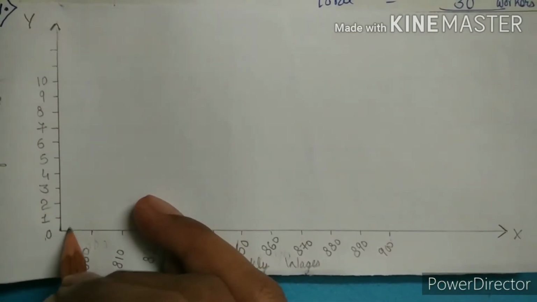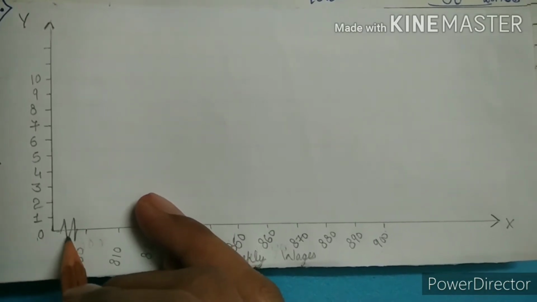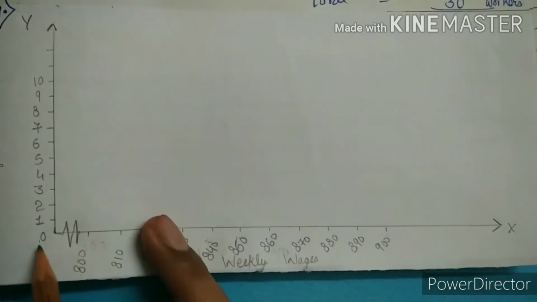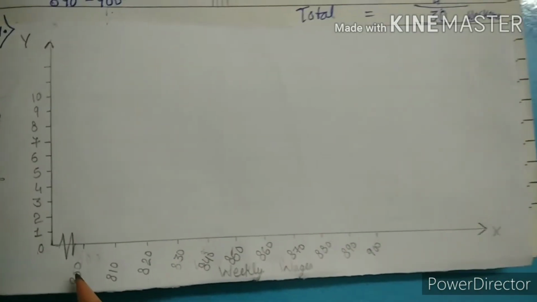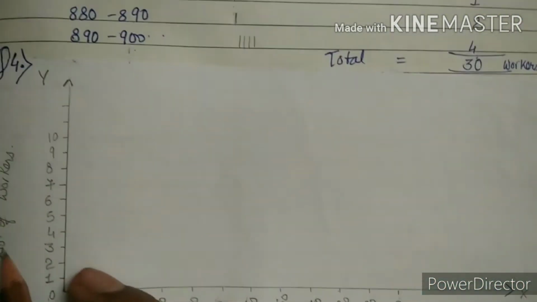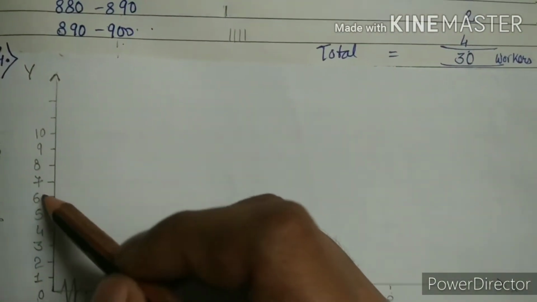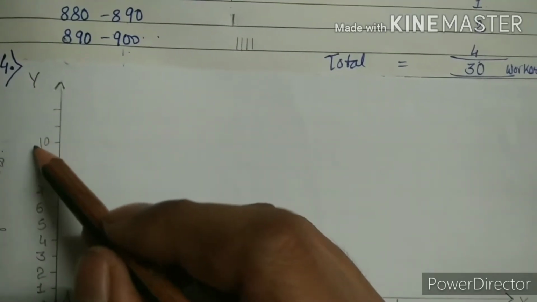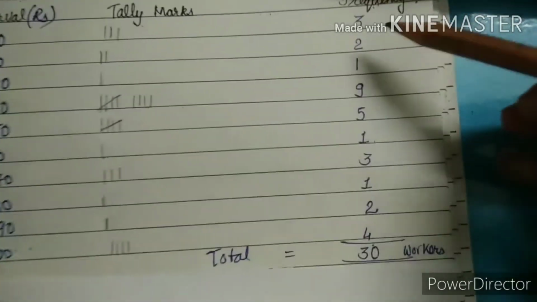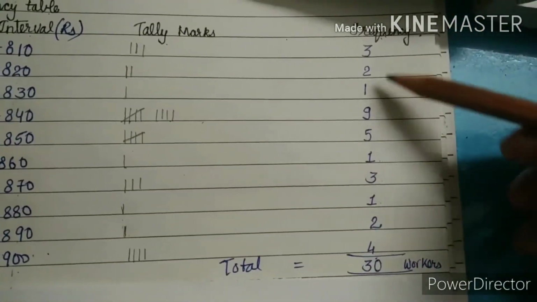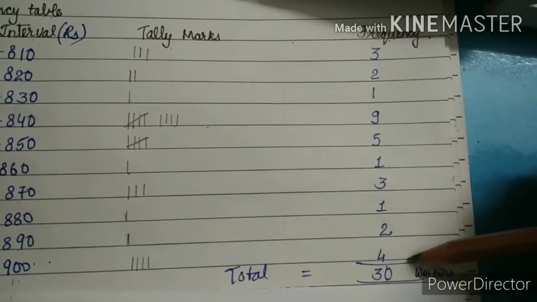That's why here we have to draw a zigzag line, 1 zigzag line or 2 zigzag lines, because we did not take any number from 0 to 800. Now here, the number of workers I have taken on the y-axis: 1, 2, 3, 4, 5, 6, 7, 8, 9, 10. Why did I take it till 10? Because in the table we had no value greater than 9, so everything will come in between 1 and 9.